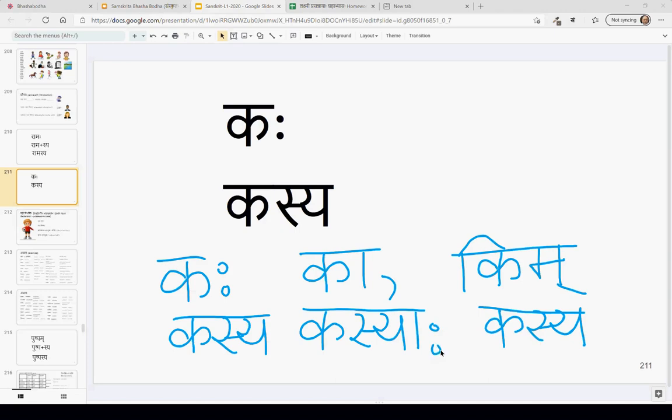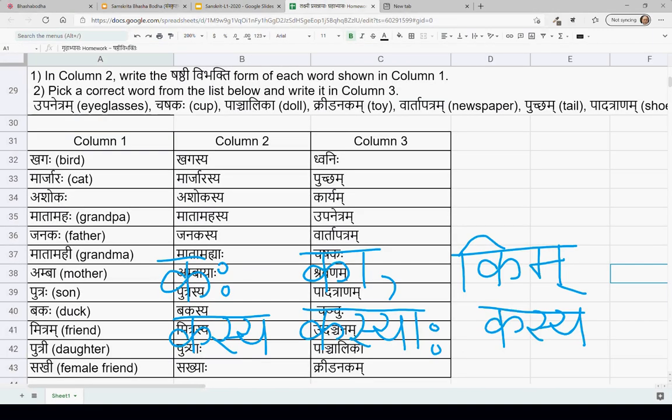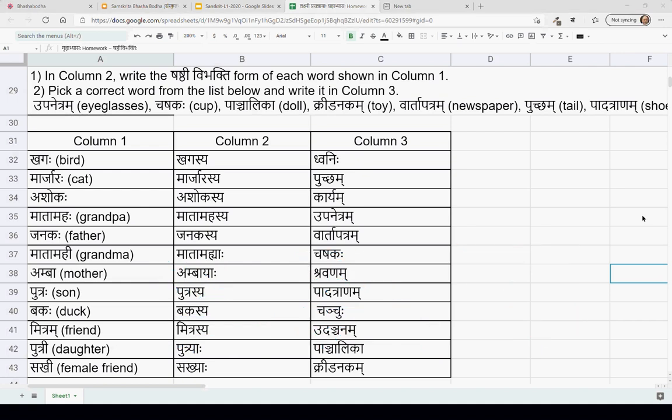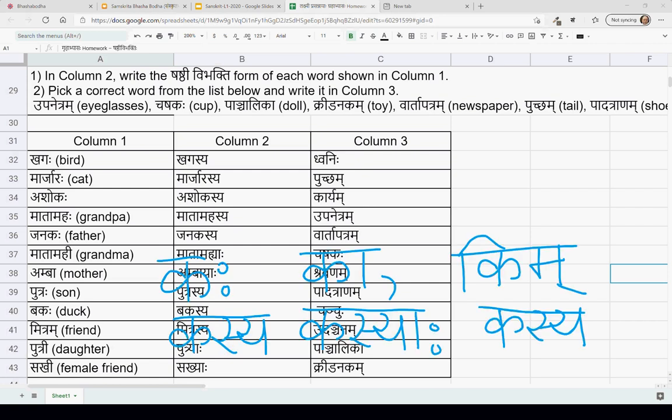So if we want to ask, in the homework example, let's say this tail is there, a tail, Pucham. Whose Pucha it is, whose tail it is. How are you going to ask? Which question word are we going to use: Kasya or Kasyaha? Kasya. Pullinga word, because Marjaraha is a Pullinga word.